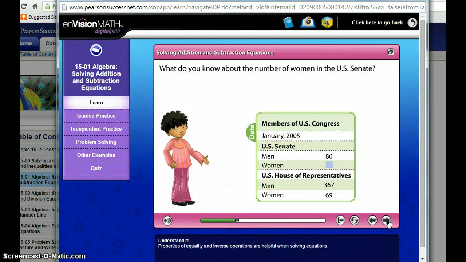What do you know about the number of women in the U.S. Senate? What did they tell us earlier about the number of women? How many, Brody? 83. There has to be 83 women total in Congress. So we know that there are 69 women in the House of Representatives. If we know Congress is made up of the Senate and the House of Representatives, the two combined, altogether we have to have 83 women. We know how many are in the House of Representatives. So can we figure out how many are in the Senate? Yes, we can.